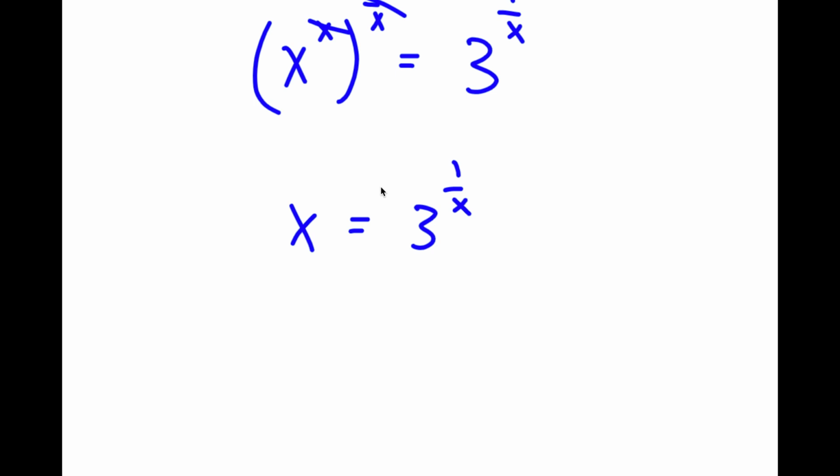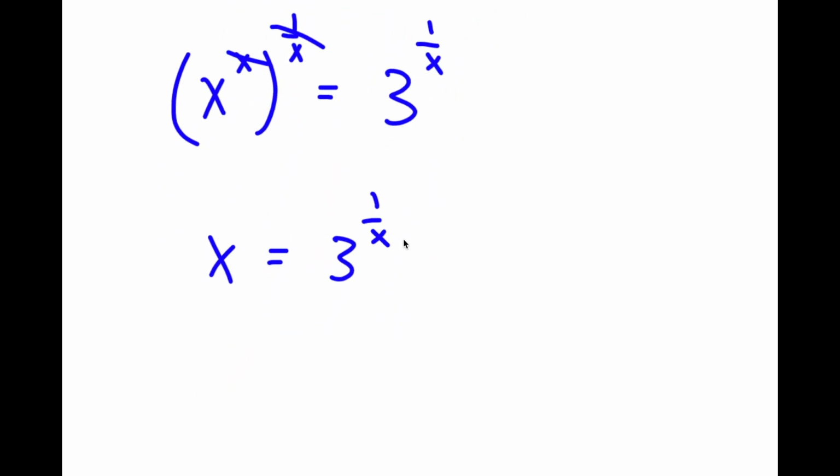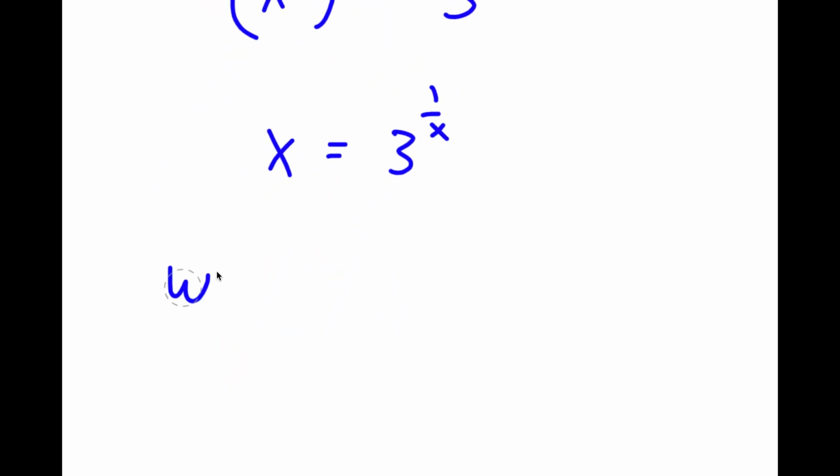Now, if I take the W Lambert function of something in the form x times e to the power of x, this is equal to x. So the W Lambert function basically says if I take the W Lambert function of something in the form x times e to the power of x, that's equal to x. So in this case, I'm going to replace x with the W Lambert function.